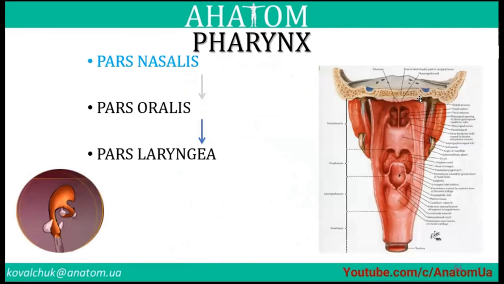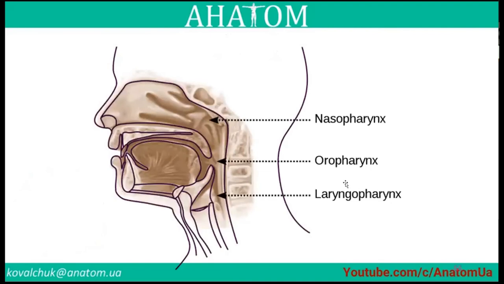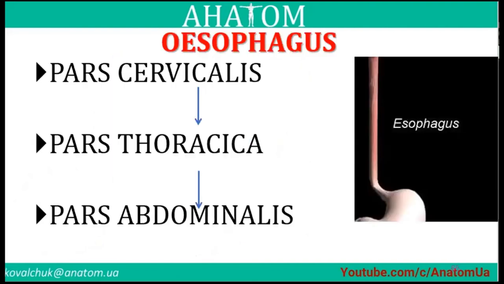So after the oral cavity comes the pharynx. The nasopharynx connects through the choanae with the nasal cavity. After that, the fauces connect with the oral cavity, and then the laryngopharynx, oropharynx, and nasopharynx. In the laryngopharynx, when the epiglottis is closed, food is not connecting with the respiratory tract.